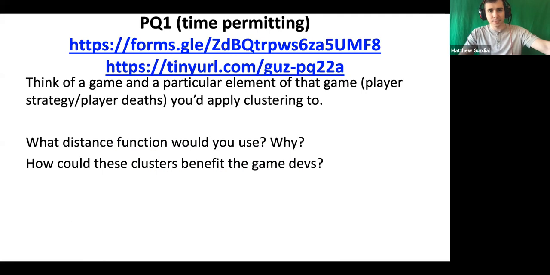We didn't have time for this participation question in class, but I'm going to quickly go over it. So the idea would be to think of a game and a particular element of that game, like player strategy or player deaths, that you could apply clustering to. Then I wanted you to think about what kind of distance function would make sense here, because it's probably not just going to be Euclidean distance. It's probably not going to be Manhattan distance. It's probably going to be something that's domain dependent on what kind of game and what kind of variables you're using in that game. And then finally, I wanted you to think about how these clusters could benefit game dev. So what could you do with them? How could you use them to make the game better?